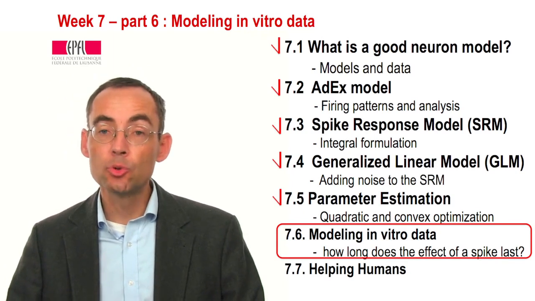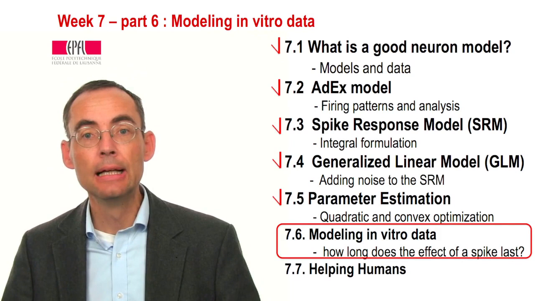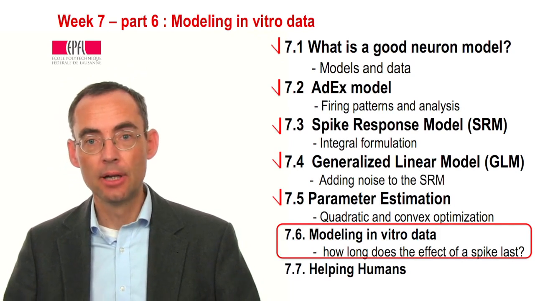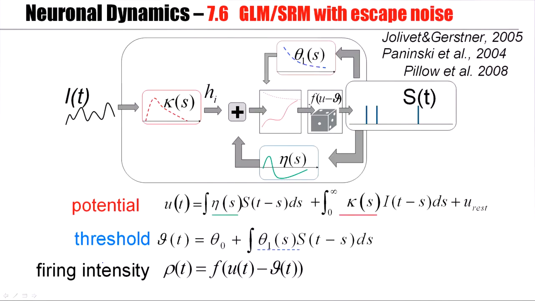Now we have all the tools ready. Parameter optimization of neuron models. Let's now look at some data, and we focus on in vitro data. So our ideal neuron model takes some current input, and our aim is to predict voltage and to predict spike times. And we do this using a GLM formulated as a spike response model with escape noise.